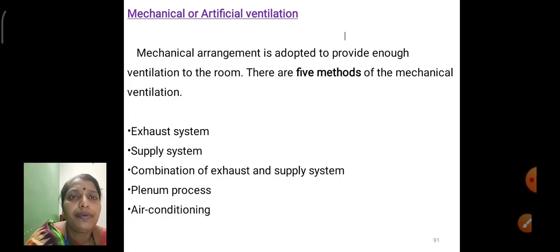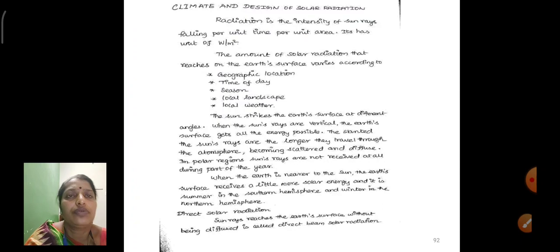These are 5 important for artificial ventilation. Next one, the climate and the design of solar radiation. Climate, day to night, our atmosphere, air, temperature, depending on our solar radiation for transmitted. This is a design of solar radiation analyzed.